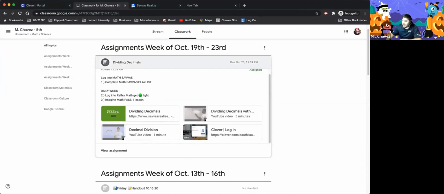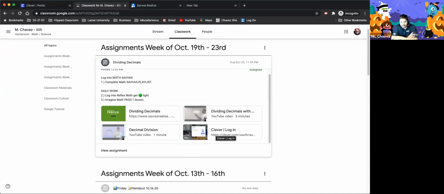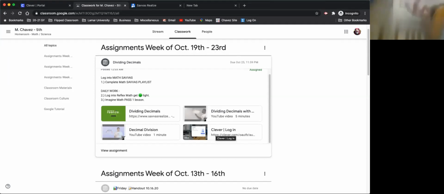For right now, everyone go here to where it says Clever and be sure to sign up to Reflex. Be sure you type in the chat box once you're there, so I know that you already signed in to Reflex. You're going to have 15 minutes starting right now. Everyone should be on Reflex right now.